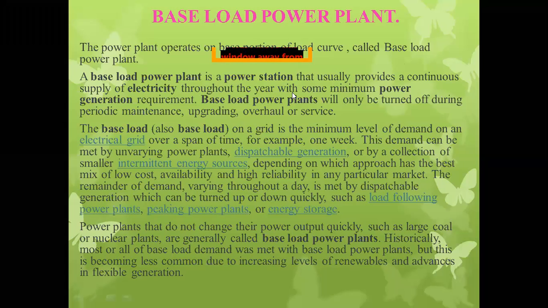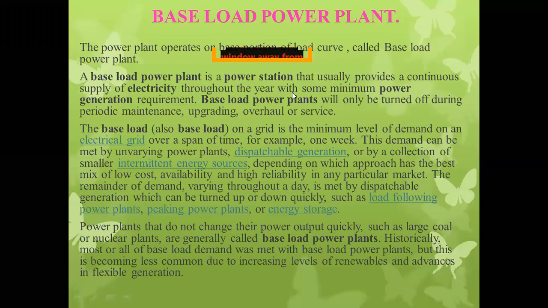So first of all we have to take the introductory part of the base load power plant. While studying the load curve, we have seen the various structural parts of the load curve. So today we will study what is meant by the base load power plant, and what are the various factors which decide which power plant is going to work as a base load power plant.